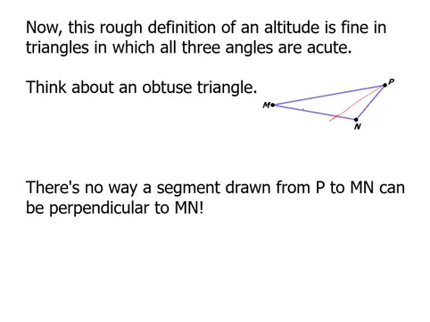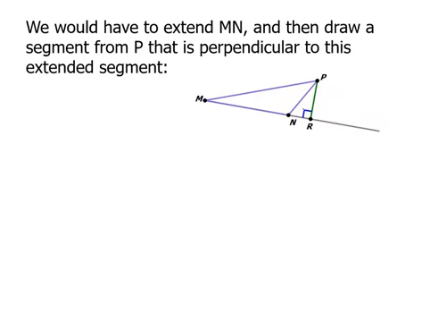So what we actually have to do here is extend the line. We have to extend NM, extend that segment out along a line, and then we can draw a segment from P that is perpendicular to that extended segment. So here, if MN is the base, then PR is the altitude. And we can find the area: base times altitude.